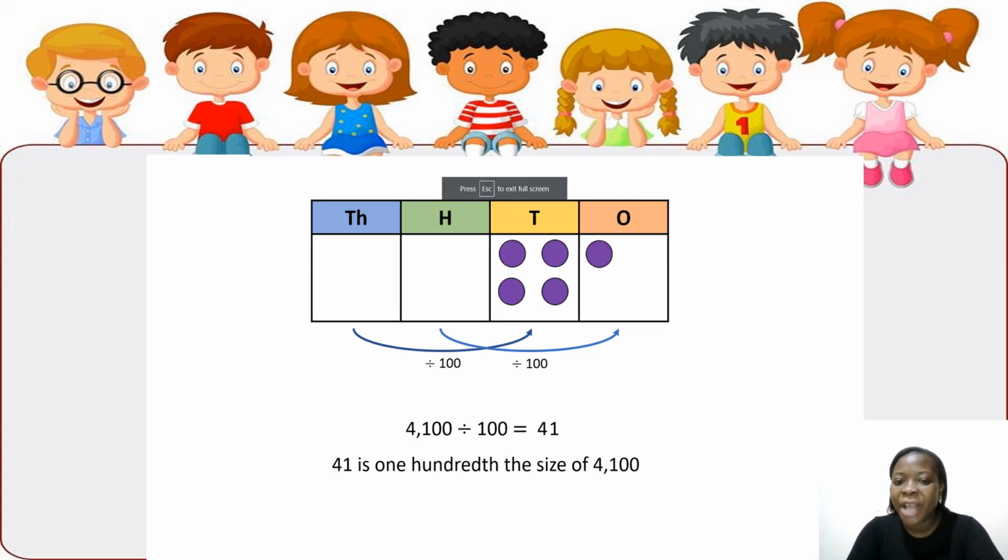So here we are. We have 4 tens and 1 one. So 4,100 divided by 100 is equal to 41. 41 is 100 times less than 4,100. I hope you understood this.